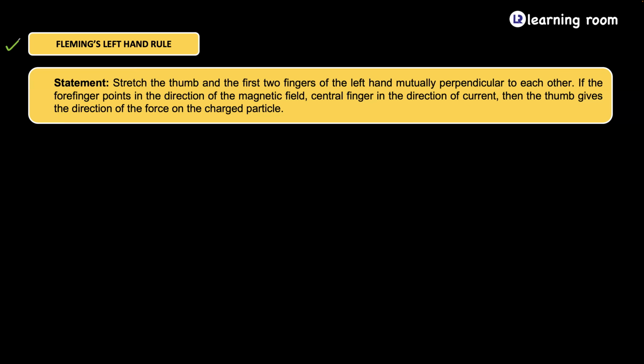So the next concept that we will see is Fleming's left hand rule. If you observe, it is mainly used to find the direction in which the force is experienced by the charged particle. We already have a vector support for it: F vector is equal to Q into V vector cross B vector.